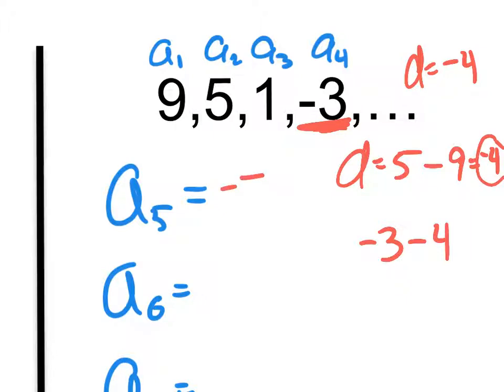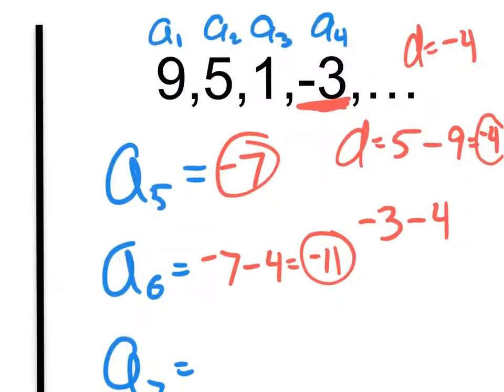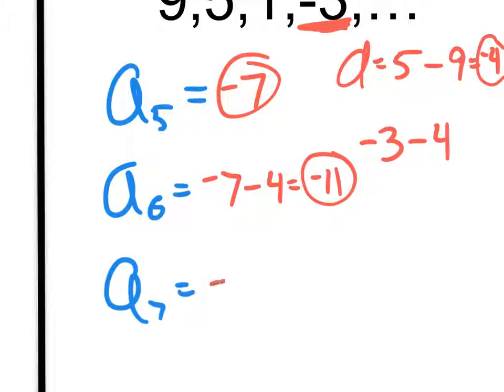Negative 7, right? So there's your 5th term. And then for the next one, it's going to be that negative 7 and again minus 4. What's negative 7 minus 4? Negative 11, okay? And for the next term, you're going to take that negative 11 and again the common difference is minus 4. So negative 15 is your 7th term.